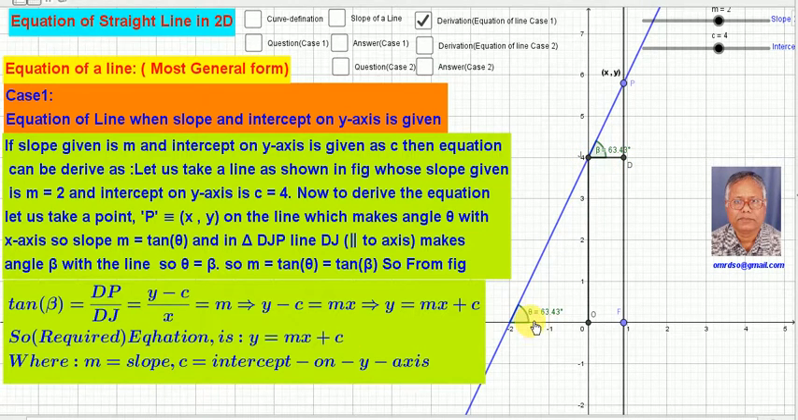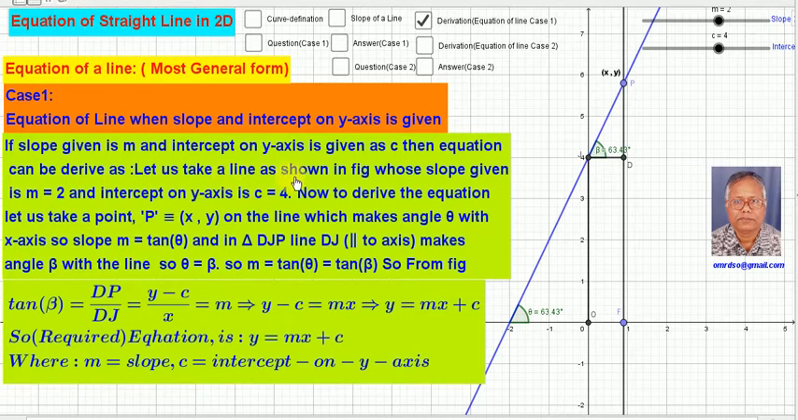And if this is theta, this is beta, both theta and beta will be equal because these two parallel lines are there, and the angle here is theta, then this angle will also be theta, as you see. This is 63.43, 63.43. So tan beta is DP by DJ, that is (y minus c) upon x, but tan theta, tan beta, is equal to m. We have already given everything.